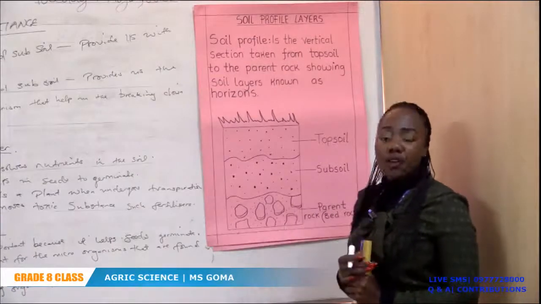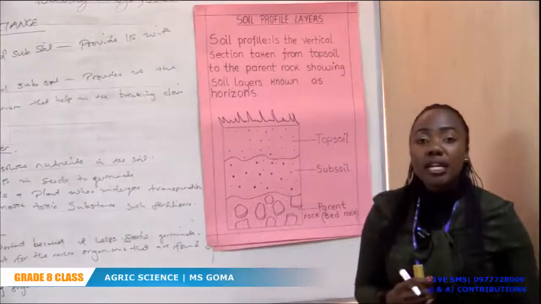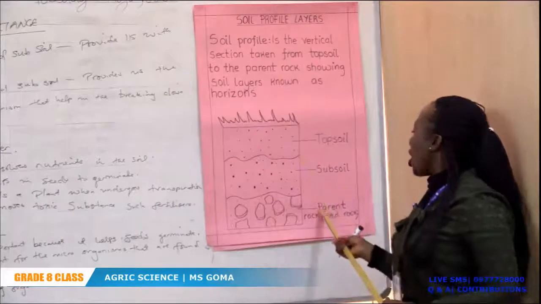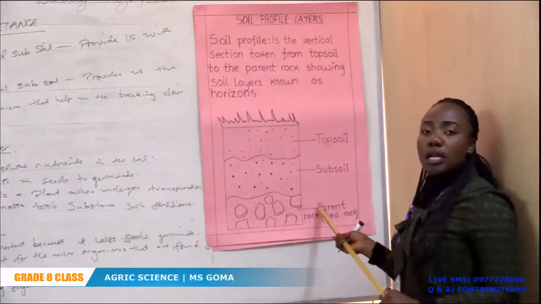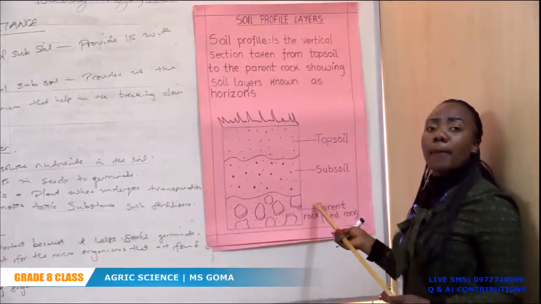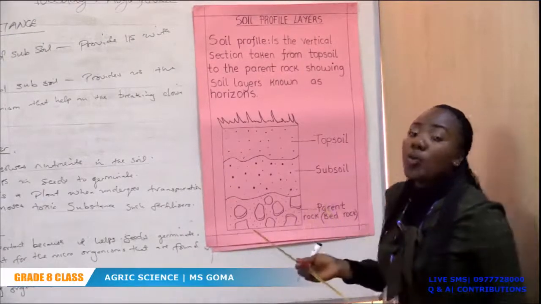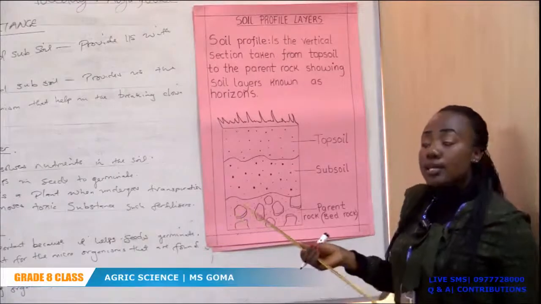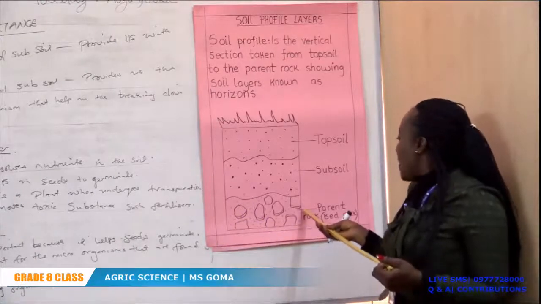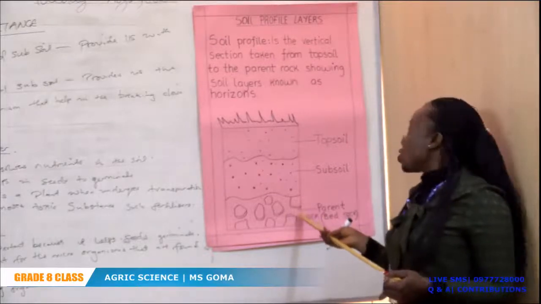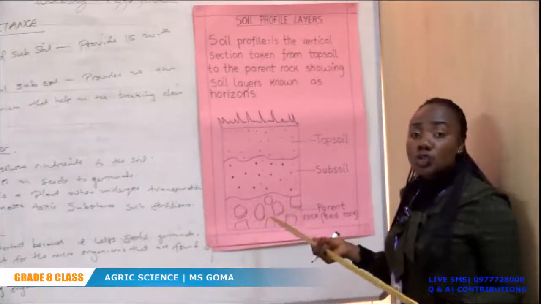So what is weathering? This is a process by which the parent rock or bedrock is broken down into smaller particles to form soil. Repeat: weathering is the process by which the third layer, the parent rock or bedrock, is broken down into smaller particles to form soil.